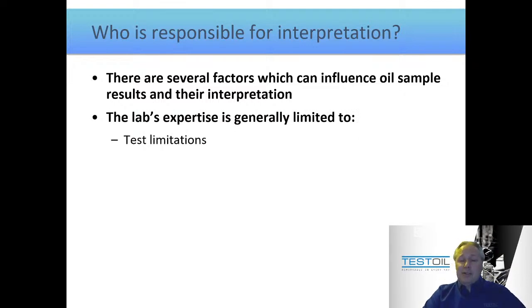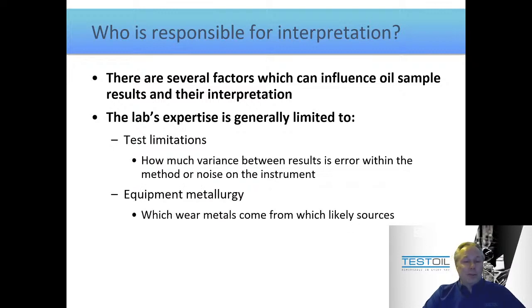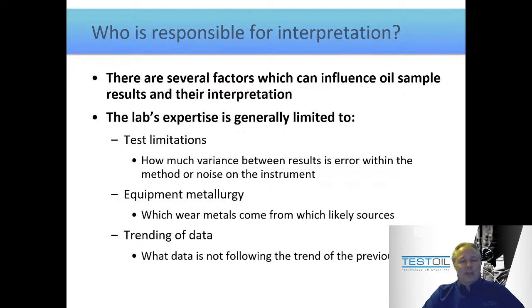Now, they know all about test limitations. They know what a test can and cannot tell you, how much variance, the precision, the bias, they know all these things. They know about metallurgy of equipment. They know what wear metals to expect from what sources. That's pretty common. And they also know how to trend. They know what looks normal versus what doesn't look normal. That part they've got. So they can do this.